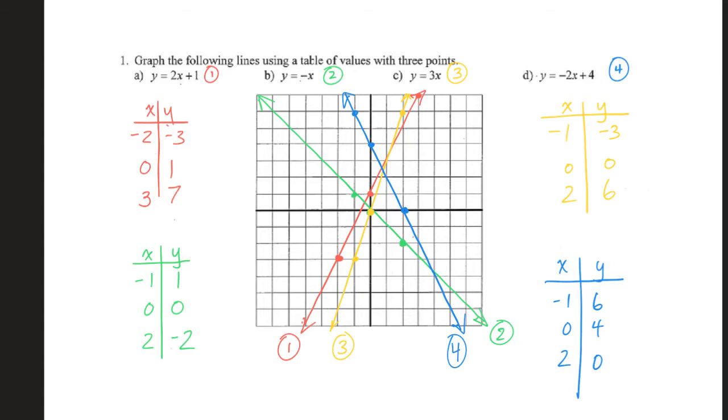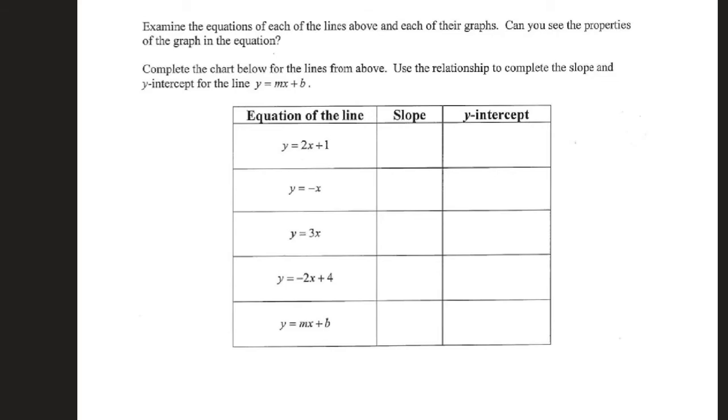Now let's jump in and see where we go at the bottom of the page. So what I want you to do is I want you to now take a look at your graph and look at the table that's been provided. And I just put in a little blurb there that we're going to examine the equations of the graphs, lines, and their graphs. And what we want to do is we want to see if we can find the properties for each graph within the equation. So we're going to complete that chart.